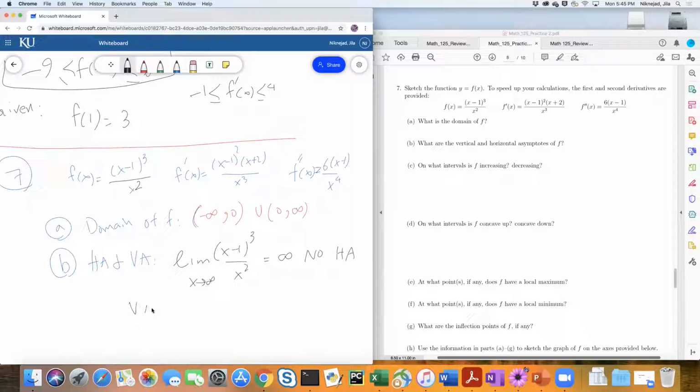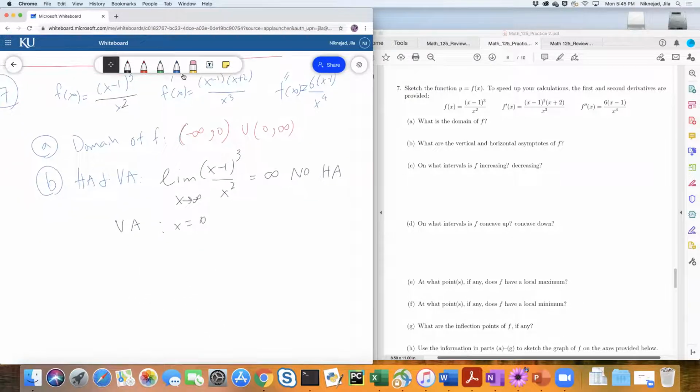But what about vertical asymptote? When is there a vertical asymptote? When the denominator is 0. So that's one of the places for a quotient function where we have a vertical asymptote. So x equals 0 is the vertical asymptote. So that said, what we're doing next is finding intervals of increasing and decreasing.